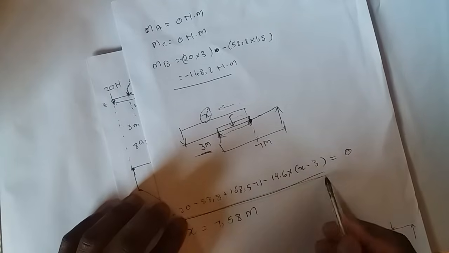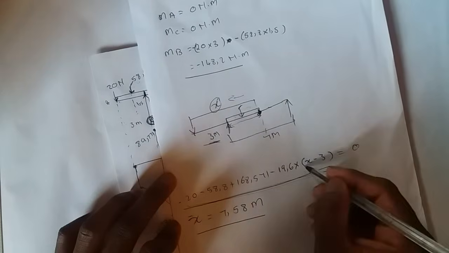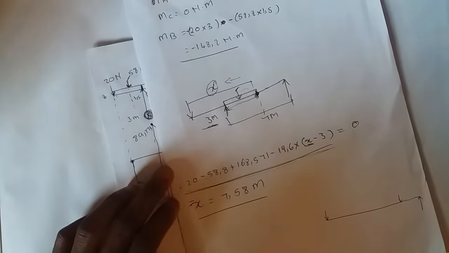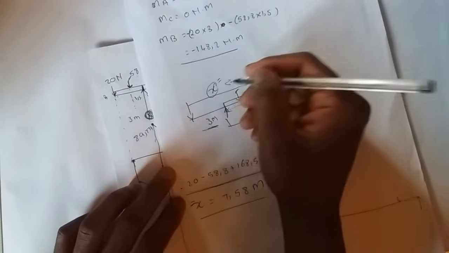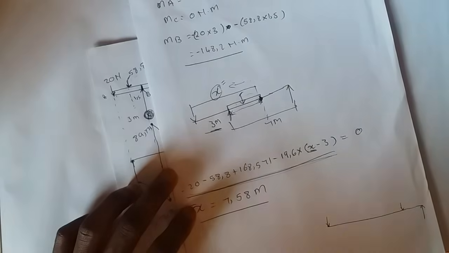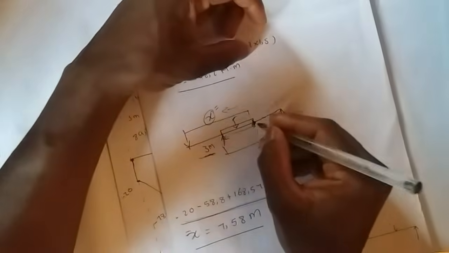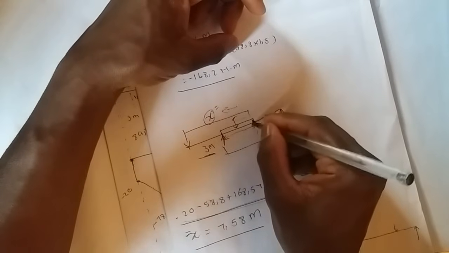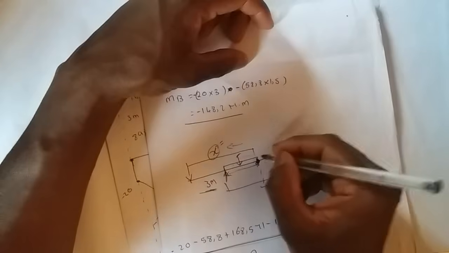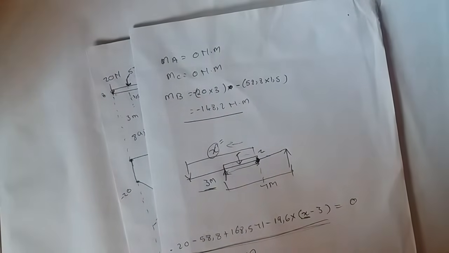And then from here we will solve for the value of x, since x is the only unknown that we have in this equation. So now we know the value of x, which is 7.58. From here we will want the maximum bending moment, the bending moment of this point. Let's name it point Z. We want the bending moment of this point.